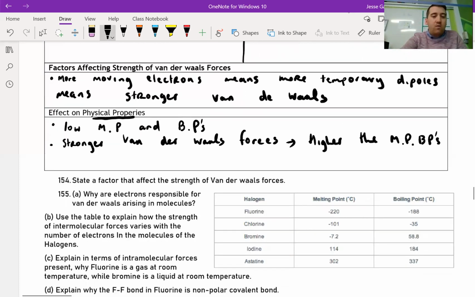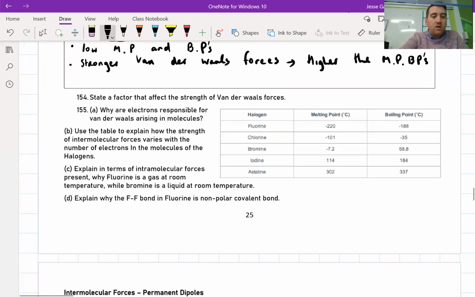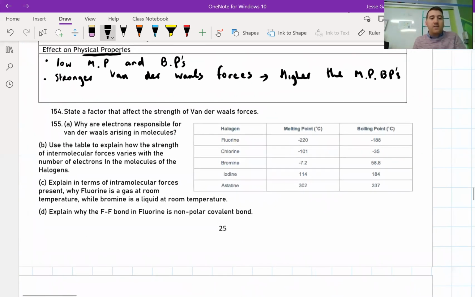Okay, at this stage we're ready to have a go at some questions. The first thing here says: state the factors that affect the strength of van der Waals forces. So put away the notes we just took in the table above. We're just doing these practice questions. What is it that controls the strength of van der Waals forces? Pause the video, write that down.